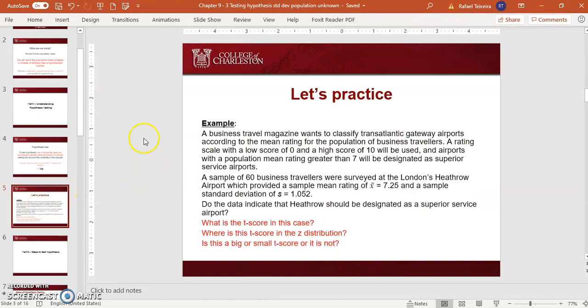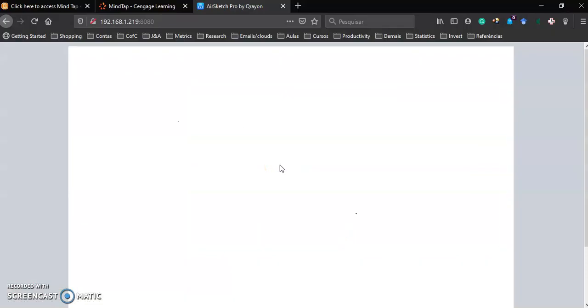Let's take a look at one example here. A business travel magazine wants to classify airports according to the rating the travelers give to these airports. A rating scale with a low score of 0 and a high score of 10 will be used, and airports with a rating greater than 7 will be designated as superior service airports. So this is very important information to come up with our hypothesis.